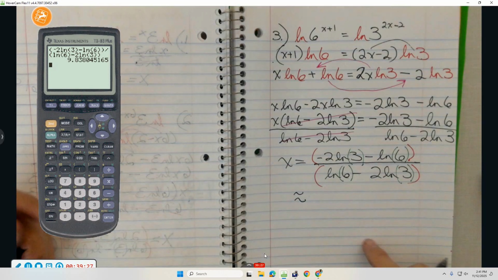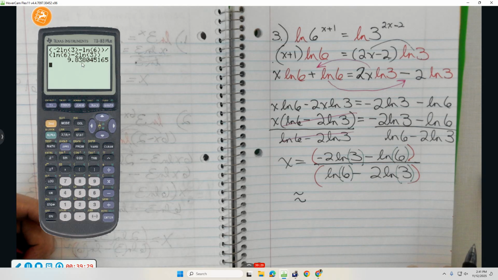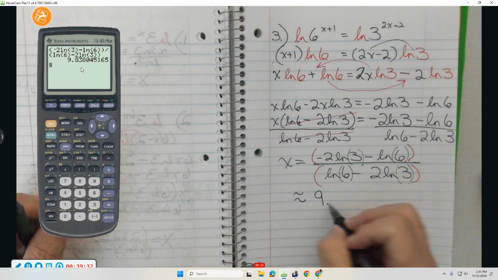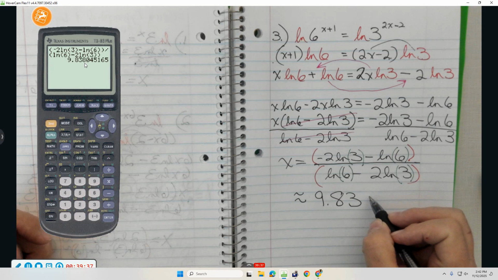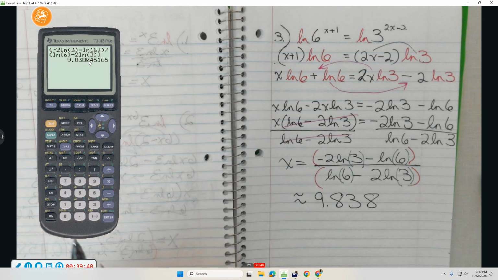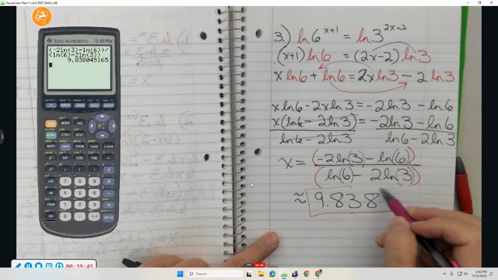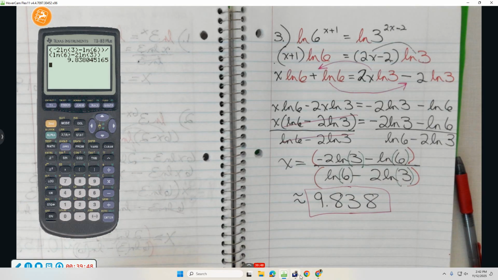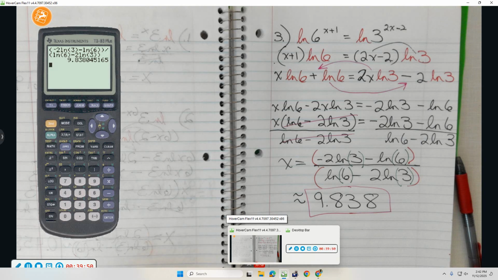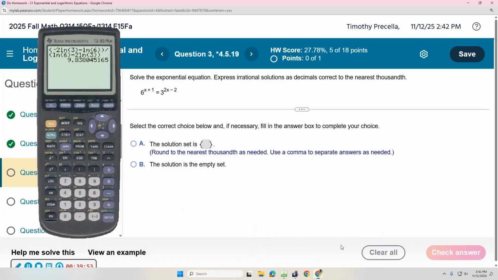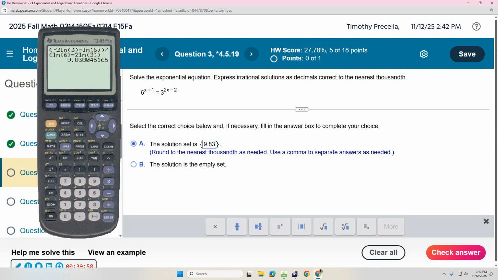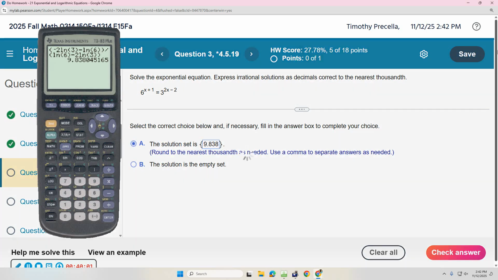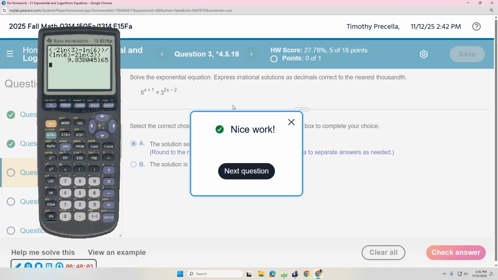So let's switch back to my paper so I can write it. That's a 9.83. Is that going to stay an 8 or is it going to go up to a 9? Stays an 8. Yep, the digit after that 8 is a 0, so definitely stays an 8. 9.838.